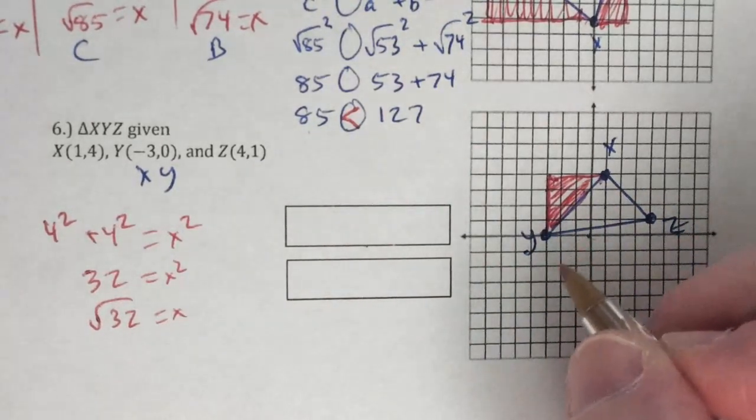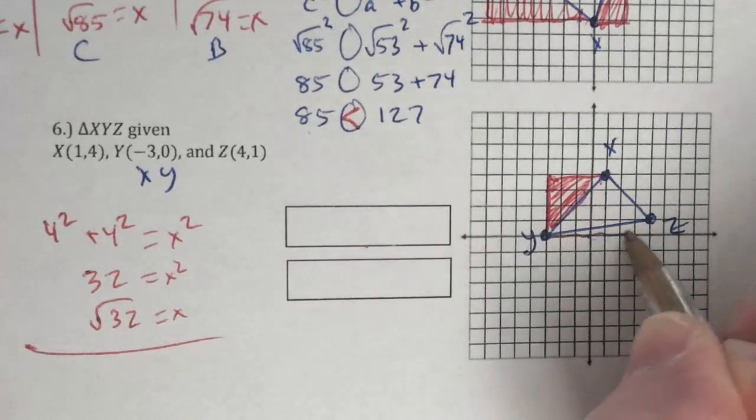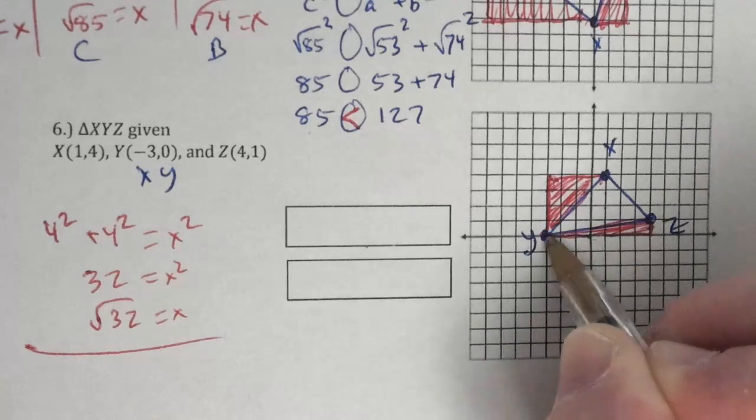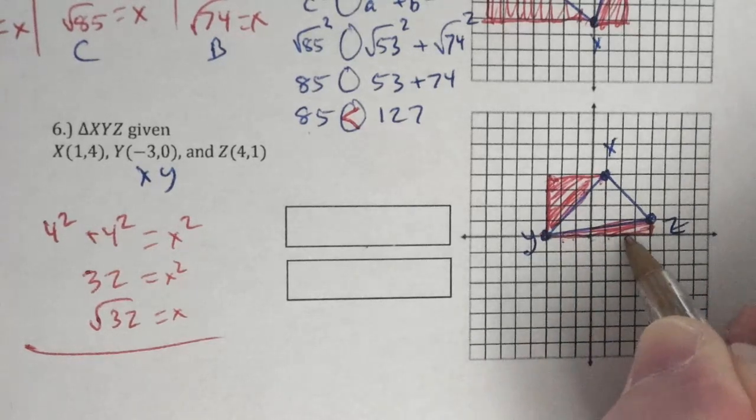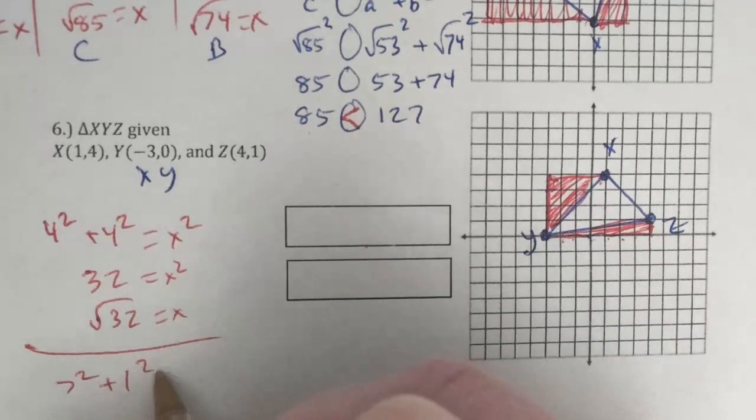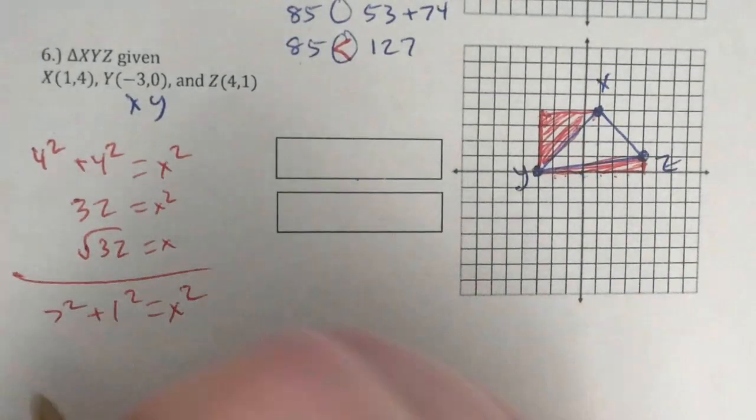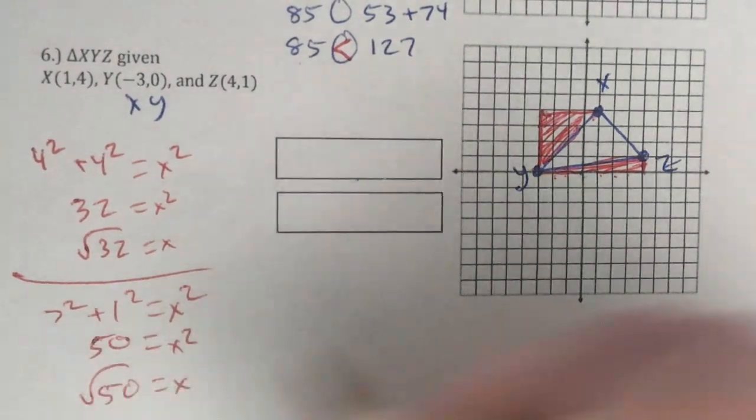Fabulous. Okay, and then right here we have 1, 2, 3, 4, 5, 6, 7. So that's 7 squared, and that is plus 1 squared equals x squared. 7 squared plus 1 squared, and we get 50. So it's the square root of 50 equals x.